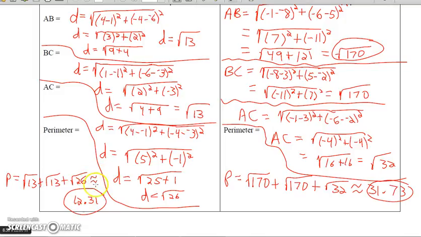This symbol here, the squiggly equals, means approximately equal to. So the perimeter is equal to this plus this plus this. That's exact. But I'm putting approximately here because I'm rounding this decimal. And all I'm doing is adding the 3 sides of the triangle to get the perimeter.